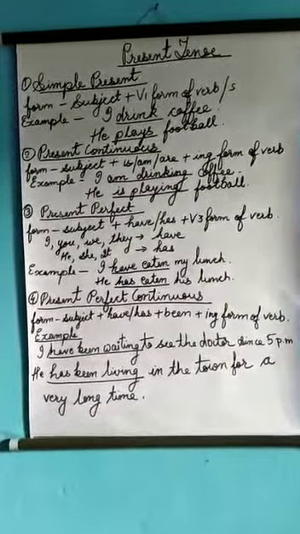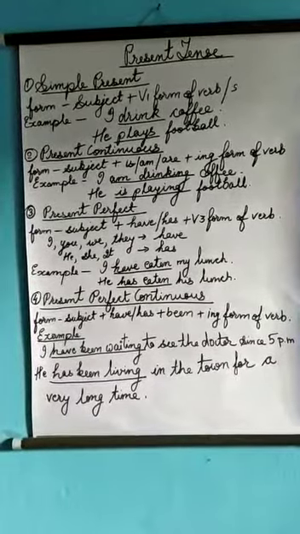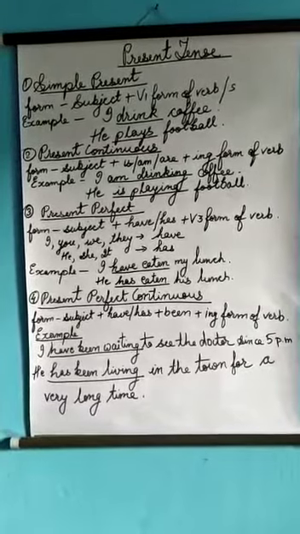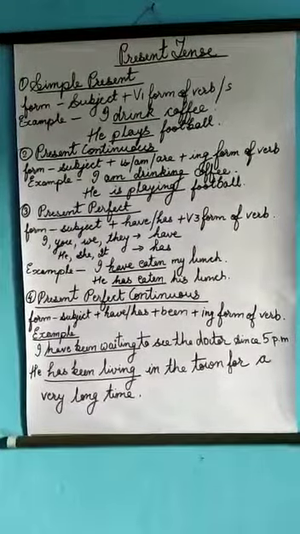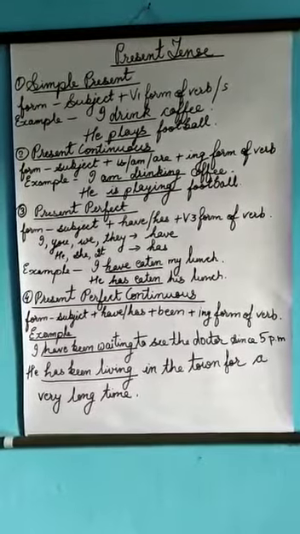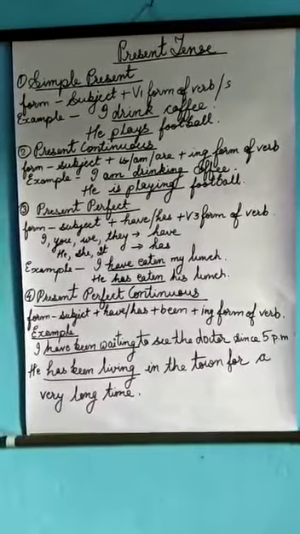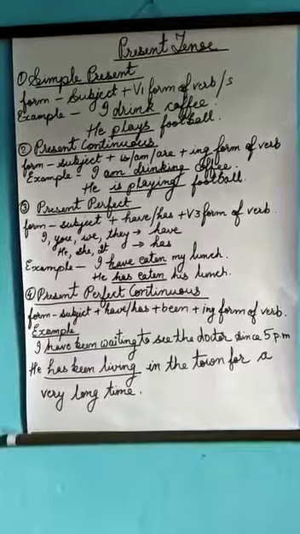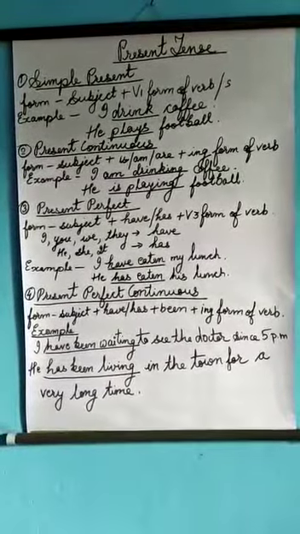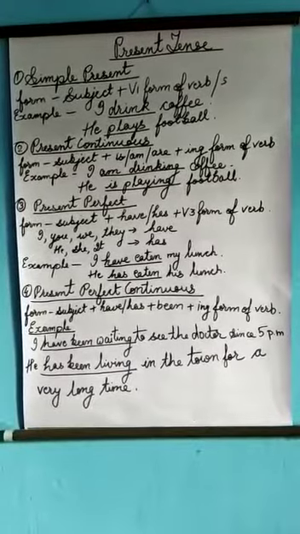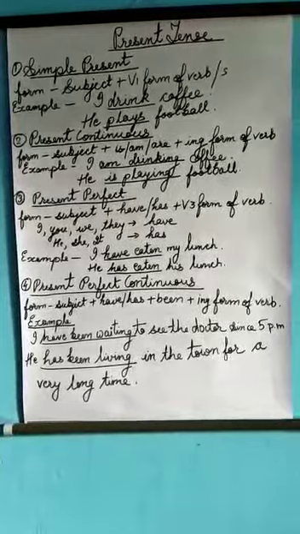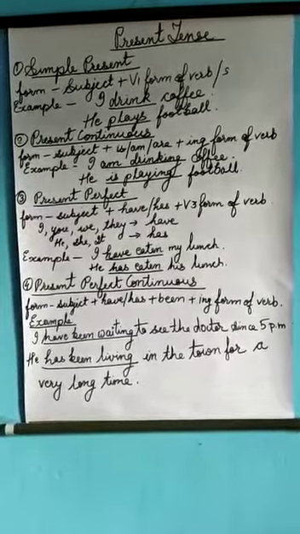Next, you have present perfect. When you form a sentence in present perfect, the structure should be subject plus have or has plus V3 form of verb. I told you V3 form of verb is the past participle form of verb. Now, the use of have or has will be according to the subject. Like if you are using I, you, we or they, you will use have, or if you are using he, she, it as a subject, you will use has.